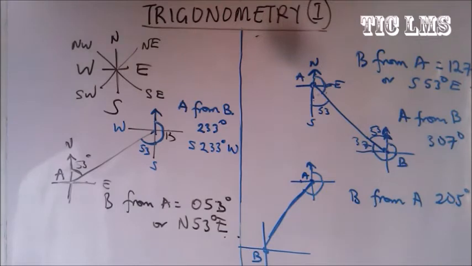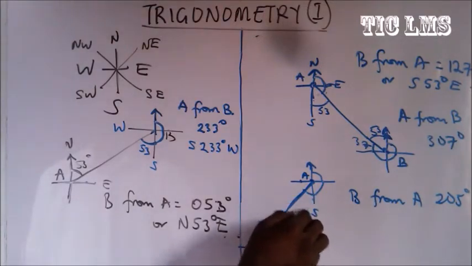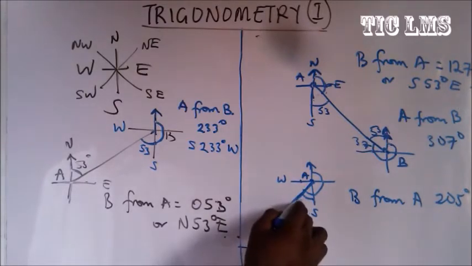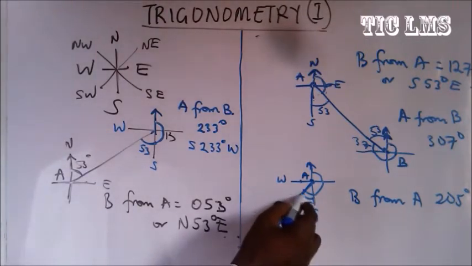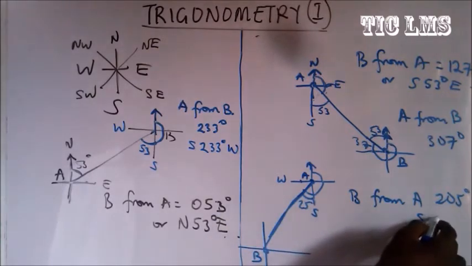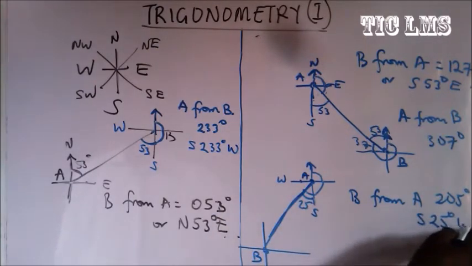It could also be called, now this is south and this is west. What is the degree from here to here? That is from south going towards the west. That's 25 degrees. And so because of that, we call it south 25 degrees. Like it's going from the south to the west, so we call it south 25 degrees to the west.